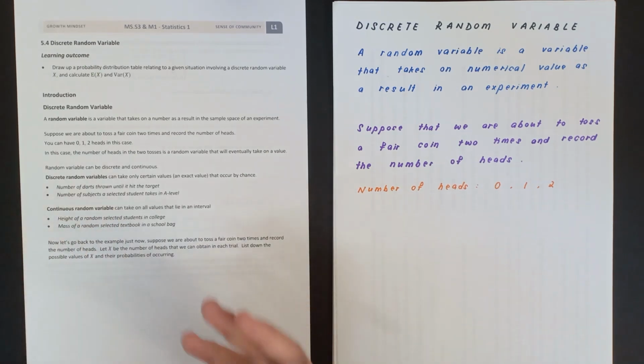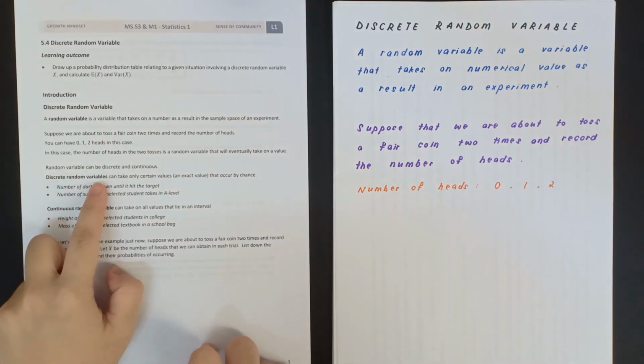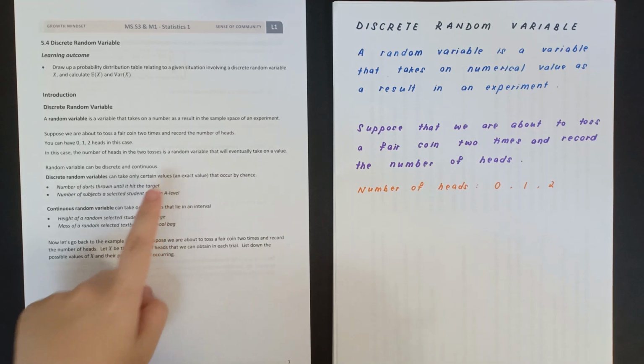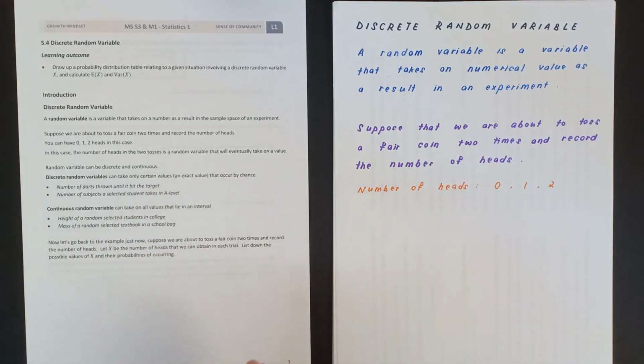Okay, but I'm just going to do a very brief introduction today so you understand what you are doing. How do you distinguish between these 2 types of variable, so you know which approach you should take when you see a question like this. So what is a discrete random variable? A discrete random variable can take only certain values, or in other words, it can take only exact values.